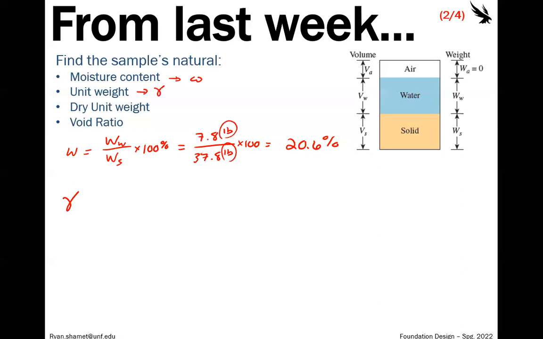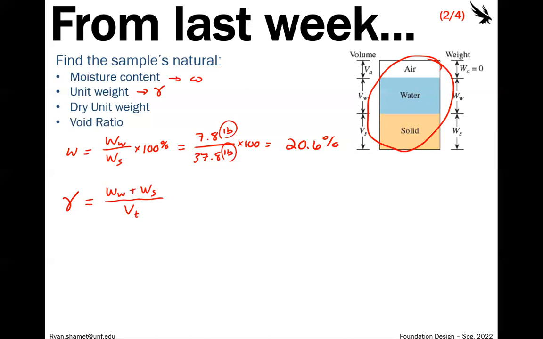So the unit weight, just the normal unit weight, is shown by the gamma. Since it's not described as either saturated or dry, what this unit weight is telling us is that we're just in this natural state. So whatever we have here, all three aspects of it. We're going to have the two things that have weight, the weight of the water plus the weight of the solid, divided by the total volume, or volume T.